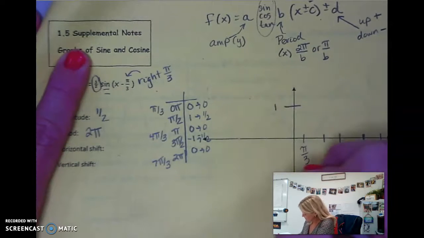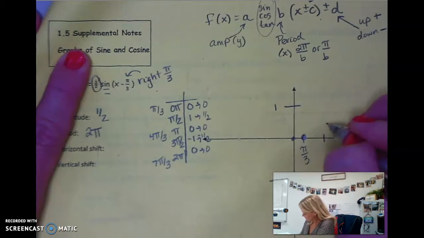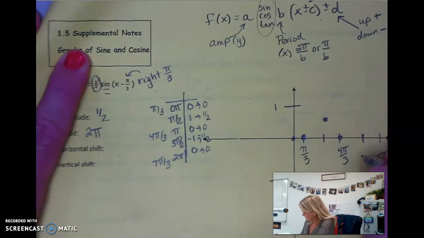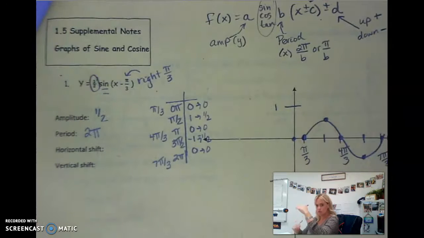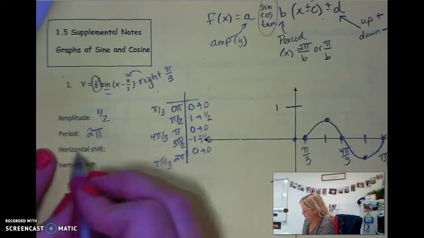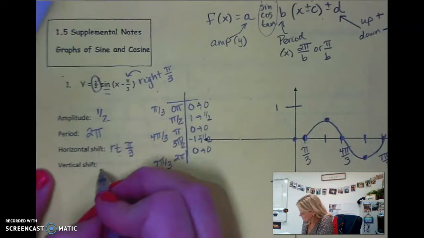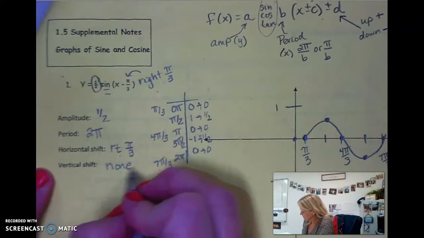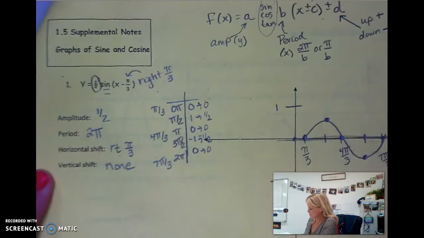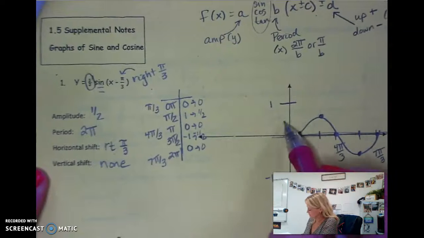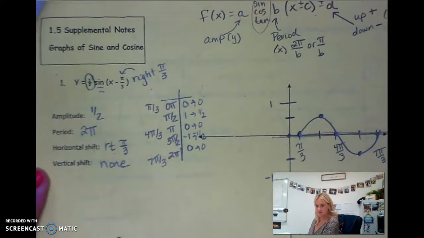And instead of going as high as 1 and as low as negative 1, we're at pi over 3, half, negative 1/2, and end up shifting and squishing everything. My horizontal shift was to the right, pi over 3. The vertical shift was nothing because my midline is still at 0. Okay, my domain is from negative infinity to positive infinity, and my range is as high as 1/2 and as low as negative 1/2. Okay.